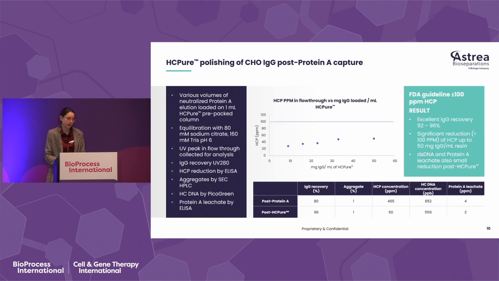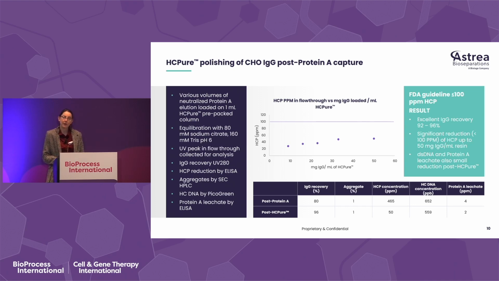So the next thing we did with that product was to work out how much of the IgG we could load onto our HC Pure adsorbent while maintaining below 100 ppm HCPs in the final recovered material. HC Pure is used in flow-through mode, so the amount of the IgG that you can process will depend a lot on the impurity profile, how many HCPs there are in your load. So this also needs to be determined every time you have a new product that you're using with HC Pure.